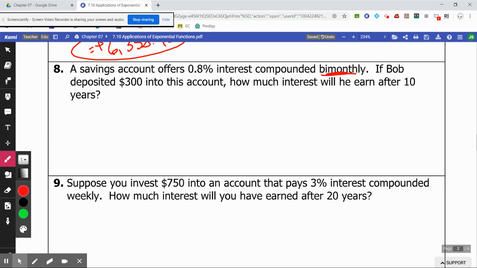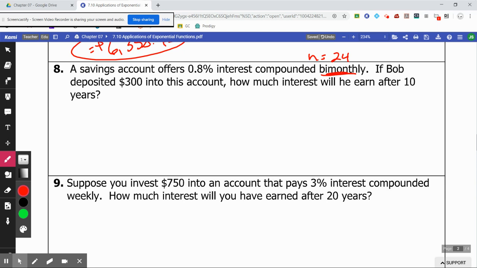Number 8. A savings account offers 0.8% interest compounded bi-monthly. Bi-monthly would be twice every month. So in a year, that would be 24 times. So my N here would be 24. Bob deposits $300. How much interest will he earn after 10 years? So you got to be careful because they're being tricky on how they're asking this question.